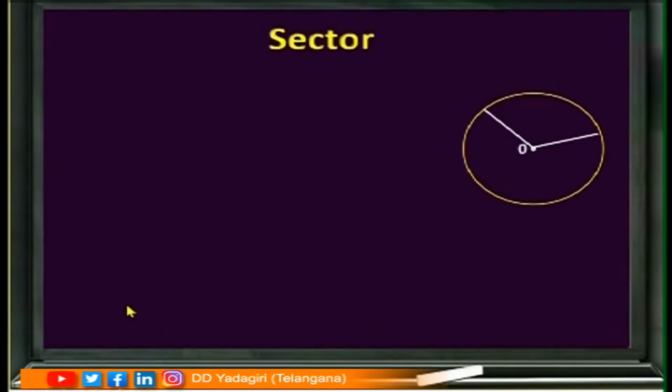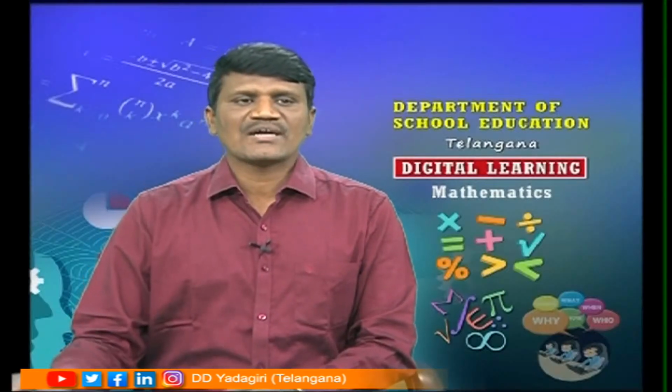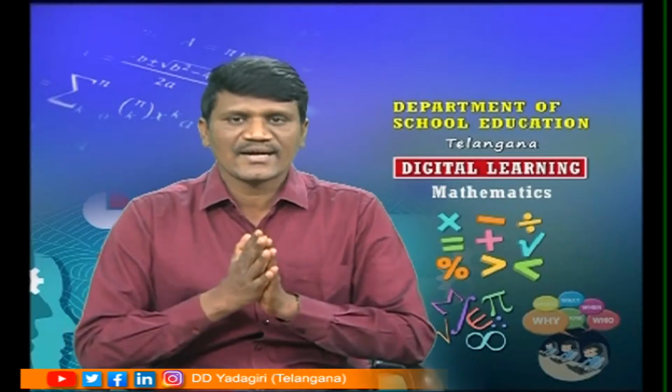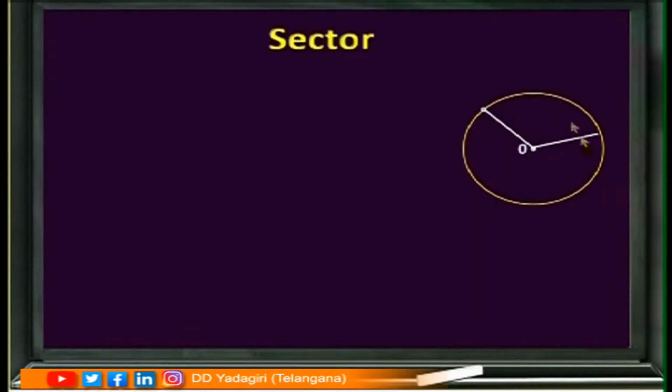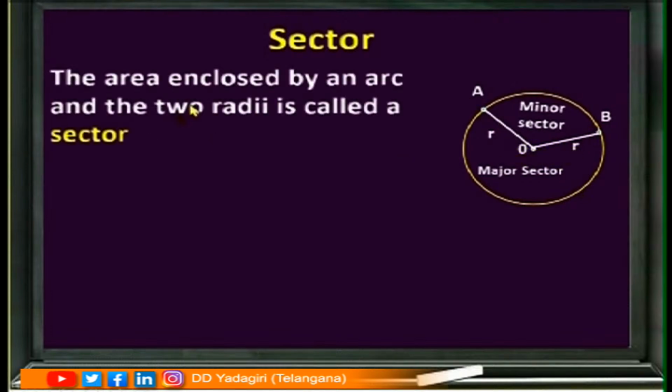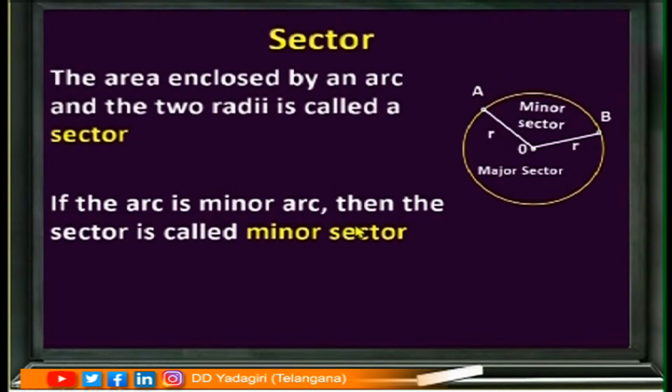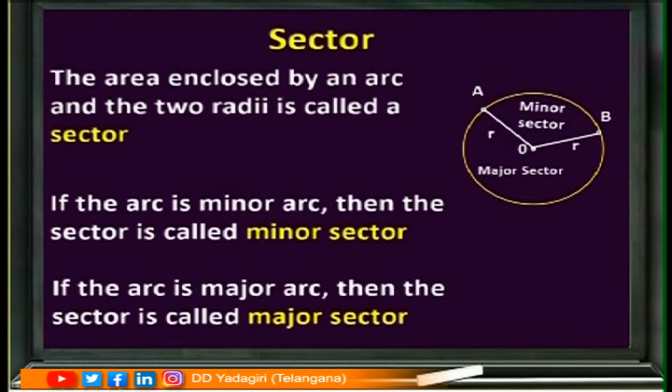Now let us see what is a sector. Students, you have already learned in the previous class what is a sector and how to find the area of a sector. Let us quickly recap this. A sector is nothing but the area enclosed between two radii and the arc. So this is a circle, OA is a radius and OB is a radius, then two sectors are formed, one is a minor sector and one is a major sector. The area enclosed by an arc and the two radii is called a sector. If the arc is a minor arc, then the sector is called minor sector. If the arc is a major arc, then the sector is called major sector.